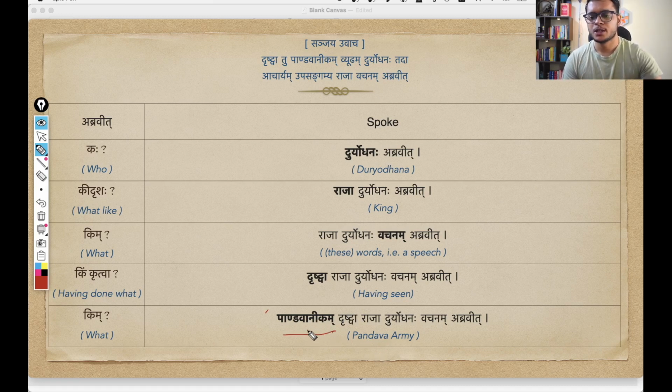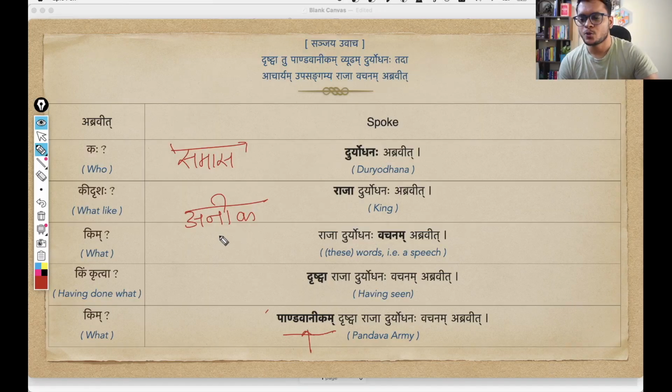So this word Pandava Nikam is a combination word, or as we say in Sanskrit, samas. Okay, what is samas? We will cover it in a later part of the videos, maybe when we start chapter 2 or chapter 3. In this word, you have Pandava, as you can see, and then you have Anik. Again, I've mentioned all of this in the PDF anyways, that this combination word is made from Pandav and Anik. So don't worry about this. I want to explain this word to you, Anik. Anik means army. It is a masculine gender word.